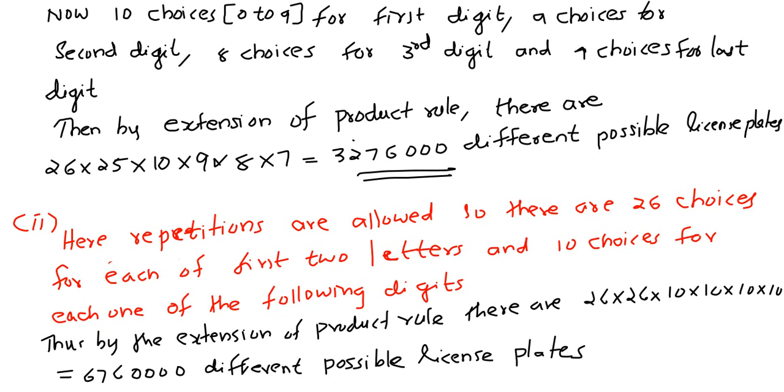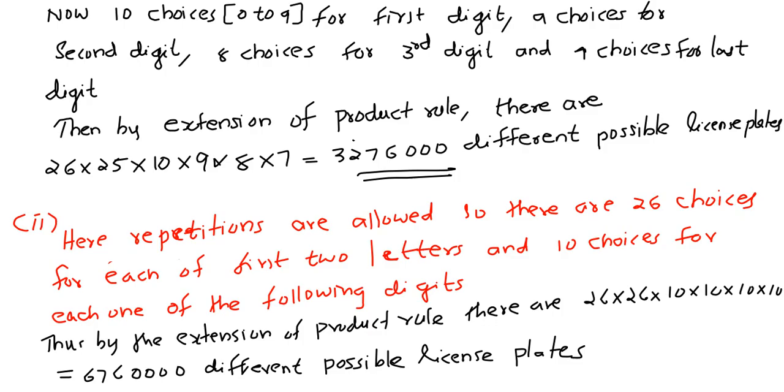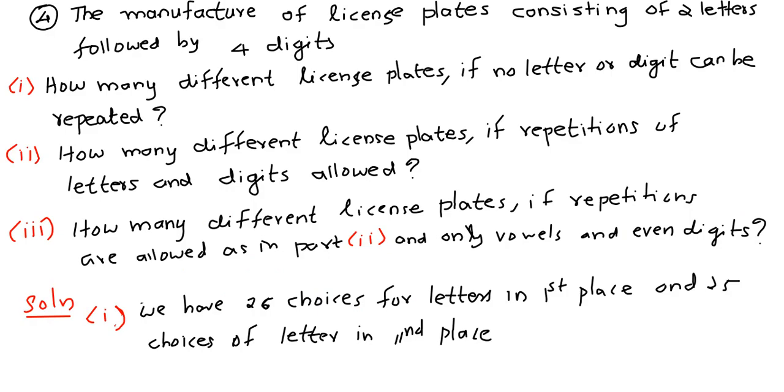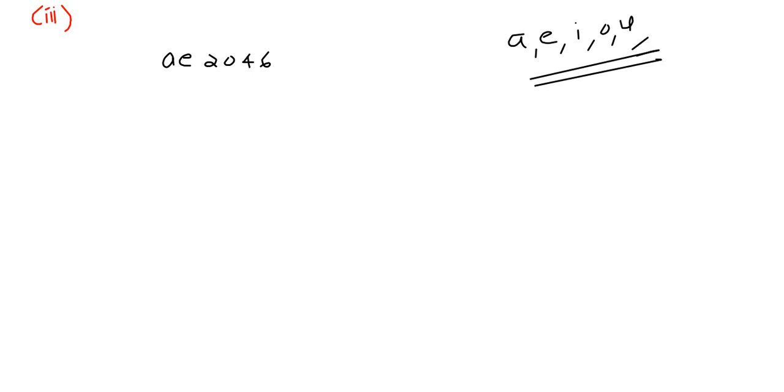Next, third. What is the question? How many different license plates if repetitions are allowed as in part 2, but only vowels and even digits? That means vowels, like example A, E, and even digits 2, 0, 4, 6. There are A, E, I, O, U. There are 1, 2, 3, 4, 5 vowels, and there are even digits 0, 2, 4, 6, 8.